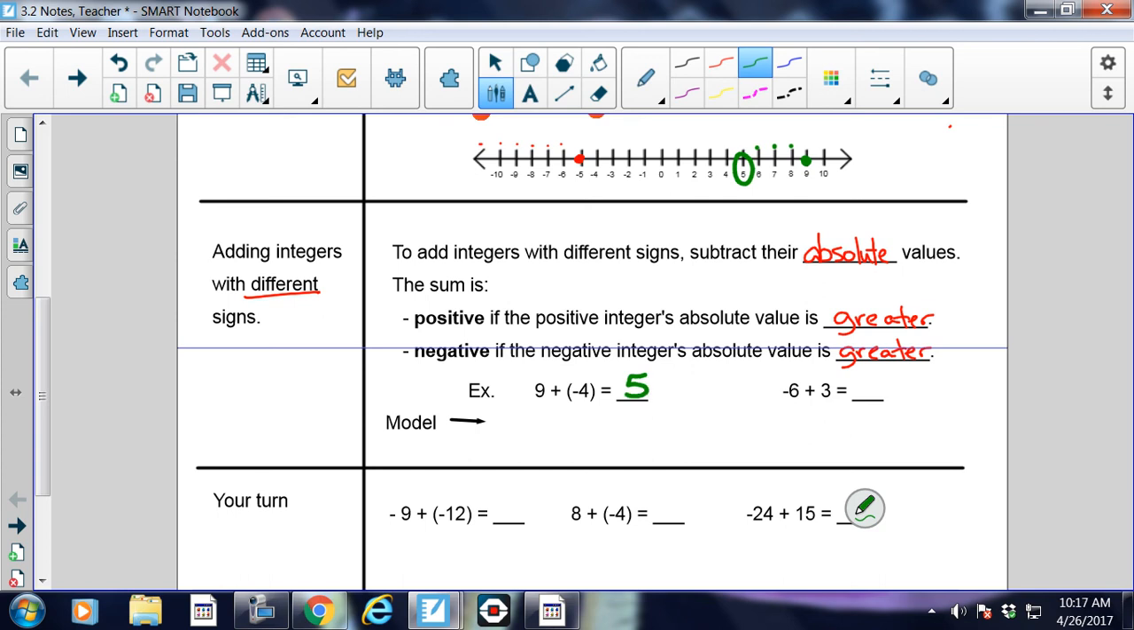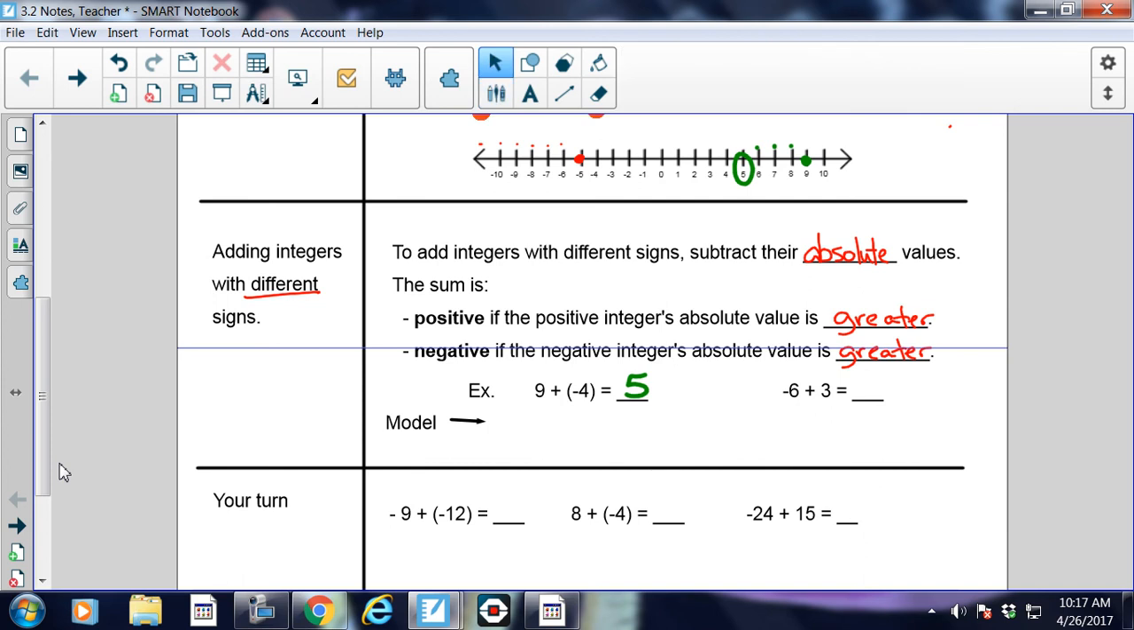Okay. Think of it as a temperature. It's 9 degrees, and then it goes down 4 degrees. Yards on a football game. First play you gain 9 yards. Next play you're adding -4 yards to that total play.